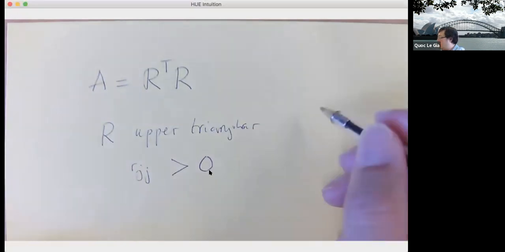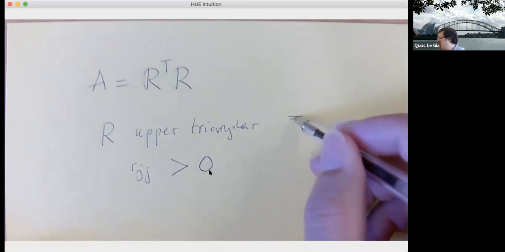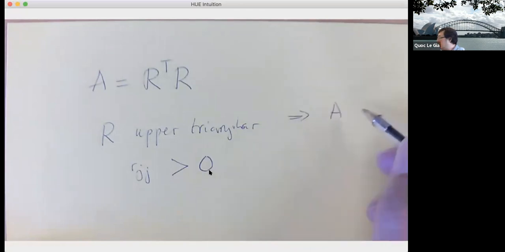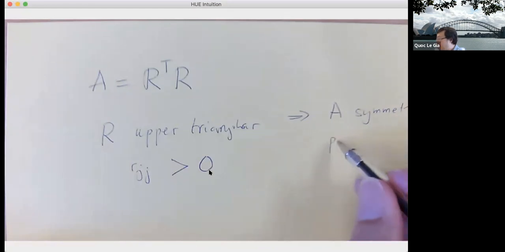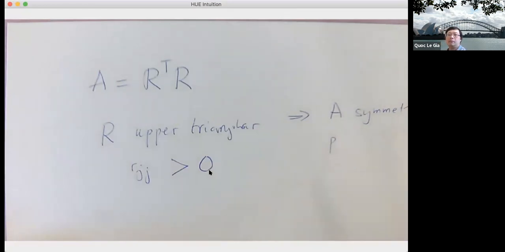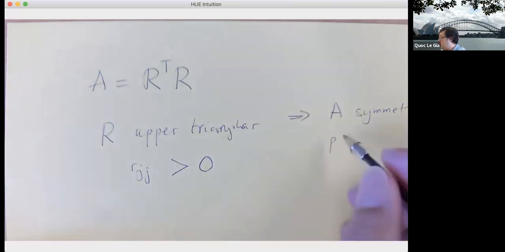Then the conclusion is A is symmetric and positive definite. Can you see that? Positive definite, yeah.